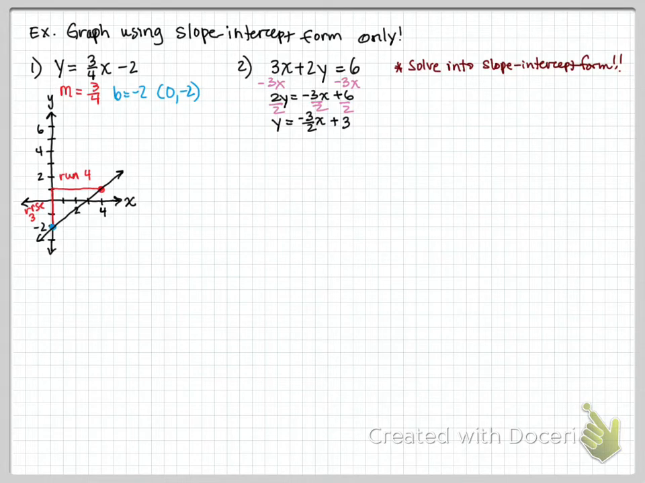Now I'm going to identify my key pieces. I'll do it off to the side here. The slope is -3 halves. So in this one I'm going to rise down because of the negative and run to the right. And then my y-intercept is 3, which I'm going to write as 0, 3. So I'm going to go ahead and create my graph.